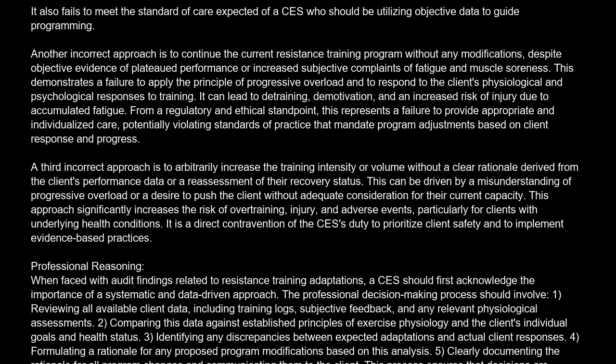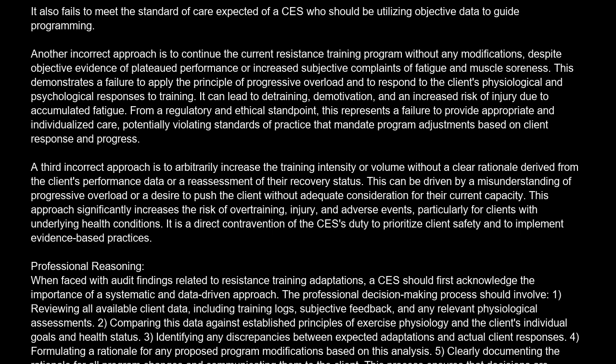Another incorrect approach is to continue the current resistance training program without any modifications, despite objective evidence of plateaued performance or increased subjective complaints of fatigue and muscle soreness. This demonstrates a failure to apply the principle of progressive overload and to respond to the client's physiological and psychological responses to training. It can lead to detraining, demotivation, and an increased risk of injury due to accumulated fatigue.